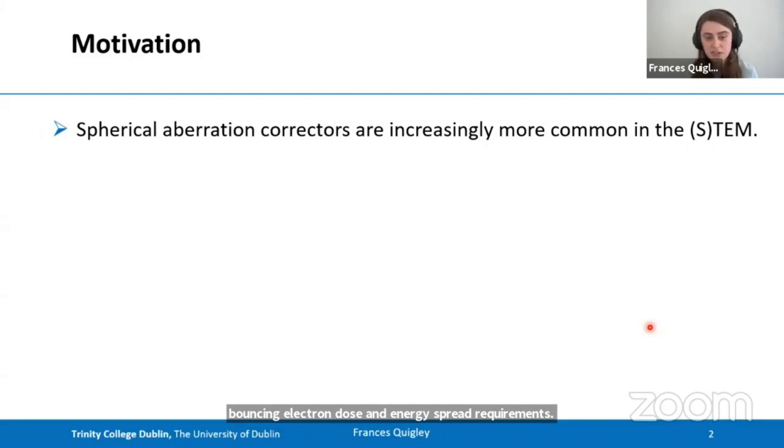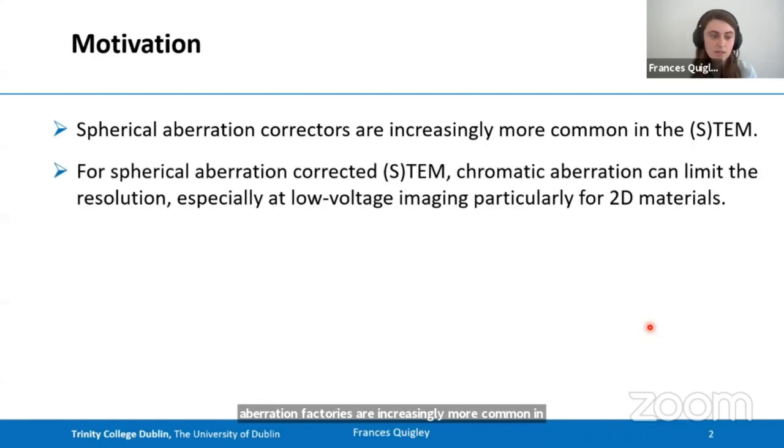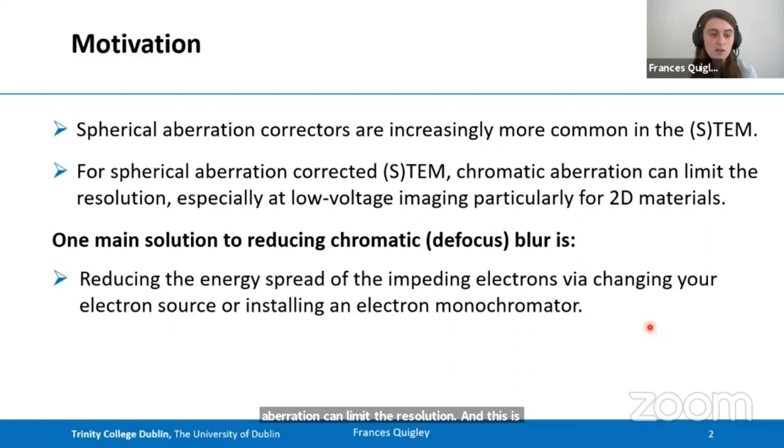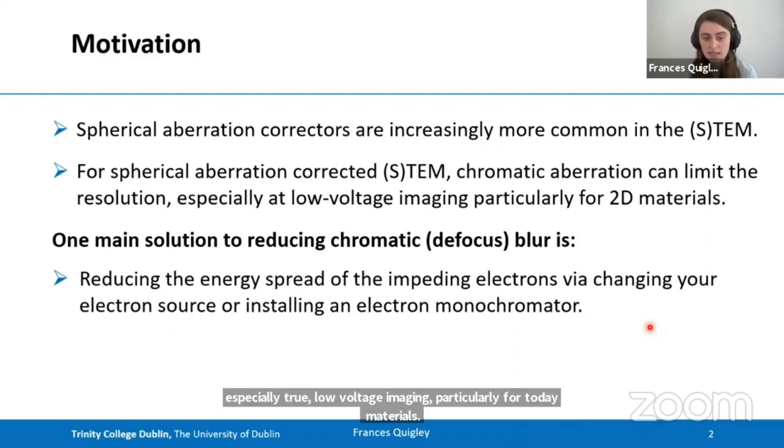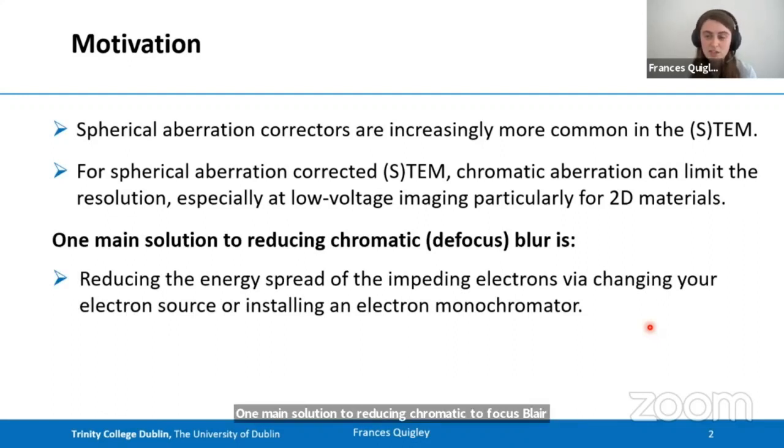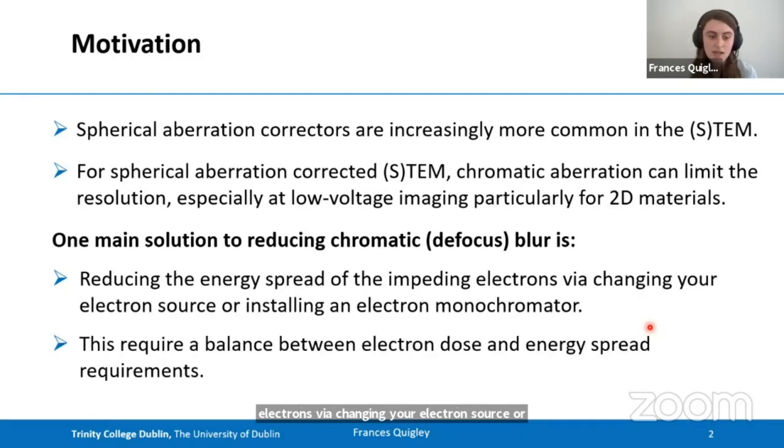Well, spherical aberration correctors are increasingly more common in the scanning transmission electron microscope. For spherical aberration corrected STEM, chromatic aberration can limit the resolution, and this is especially true at low voltage imaging, particularly for 2D materials. One main solution to reducing chromatic defocus blur is to reduce the energy spread of the impeding electrons via changing your electron source or installing an electron monochromator. However, this requires a balance between electron dose and energy spread requirements.